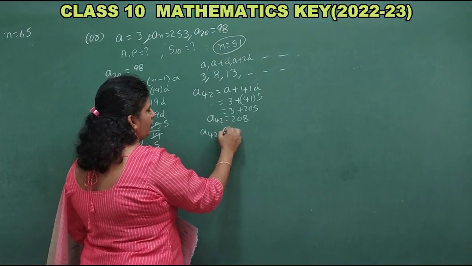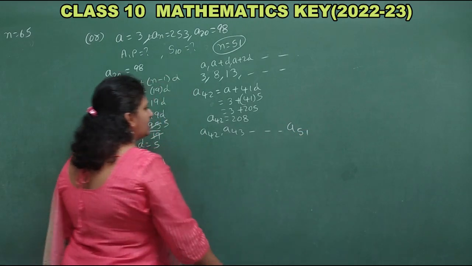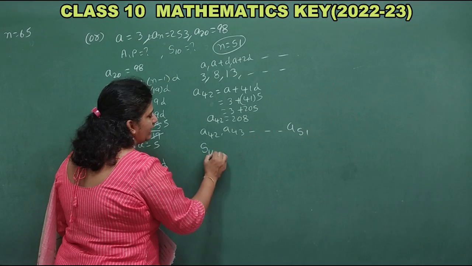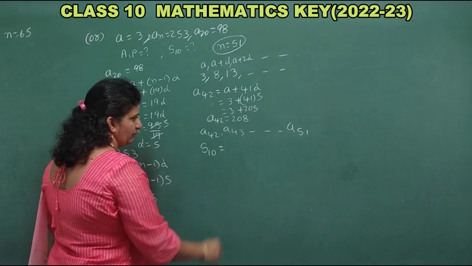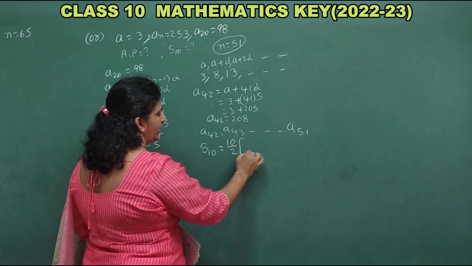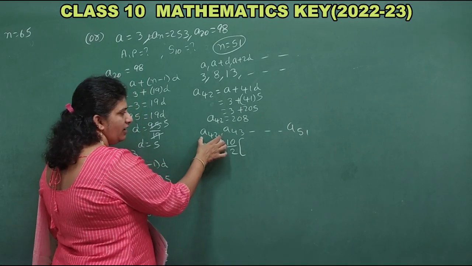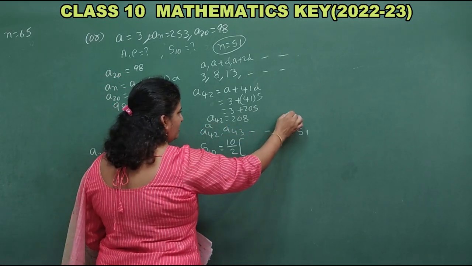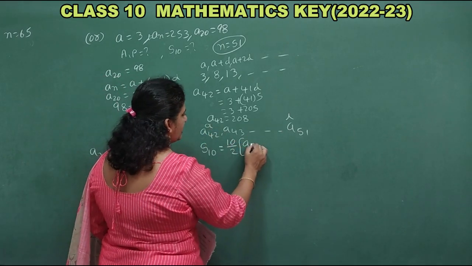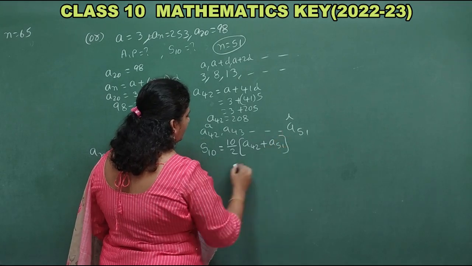Observe here how to understand. A42, A43, and so on up to A51, these terms I need to sum. So the sum of 10 terms, total n terms means 10, is 10 by 2 into A plus L. Now A I will consider as the first term, which is A42. A plus L means A42 plus the last term A51.